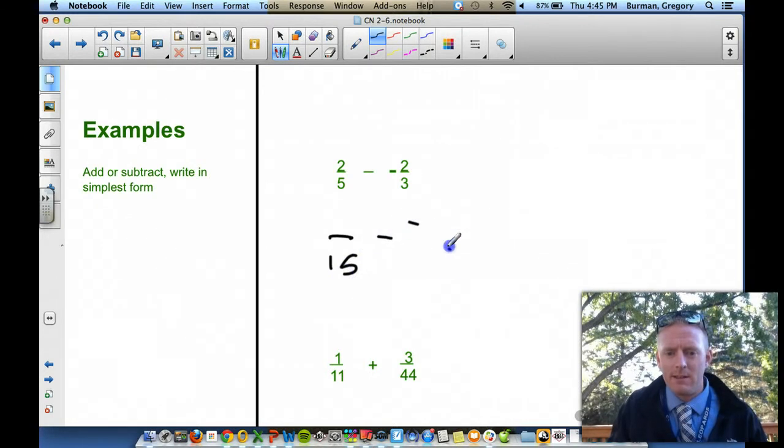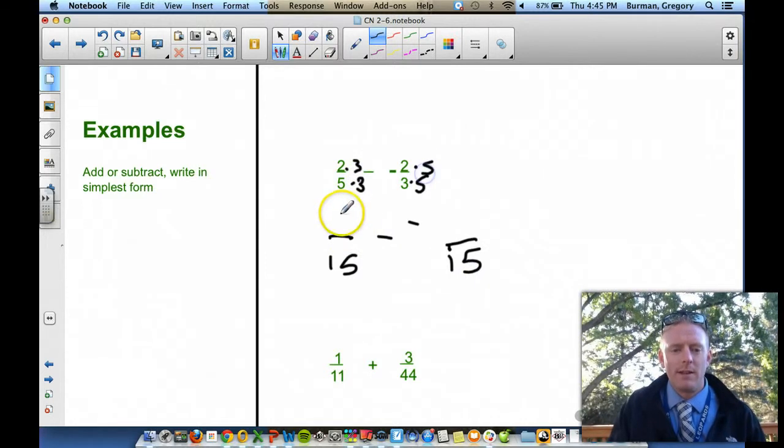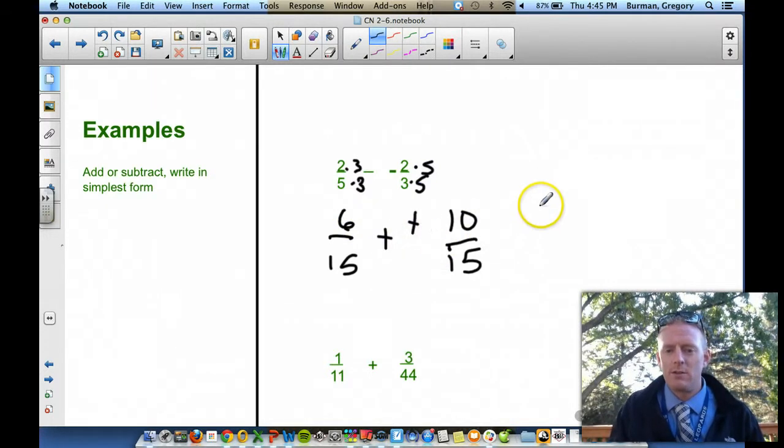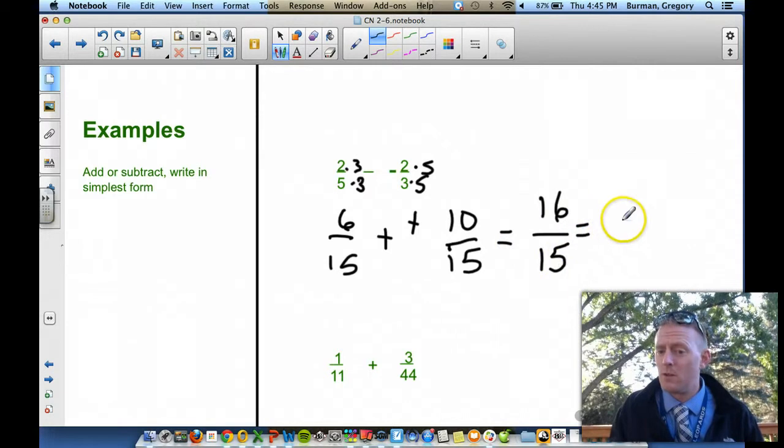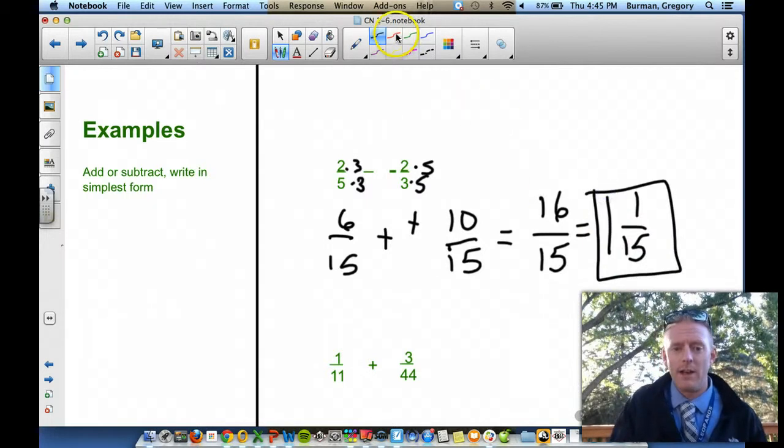Minus a negative 15. So times 3, times 5. So I get a 6 minus a negative 10. Keep, change, turns this into 16 over 15, and 16 over 15, 15 can go into 16 one time with one of the 15 left over. This is my most simplified answer.